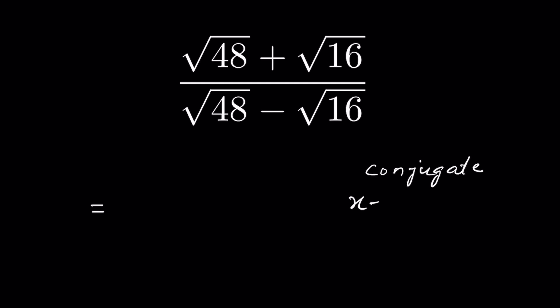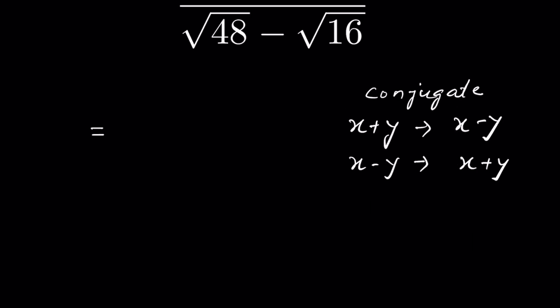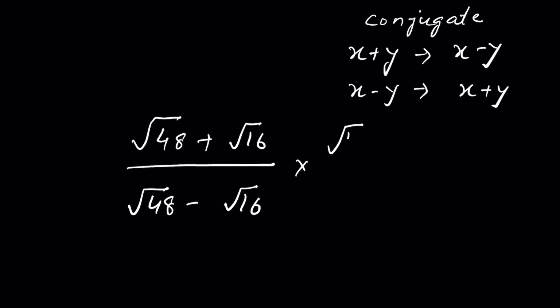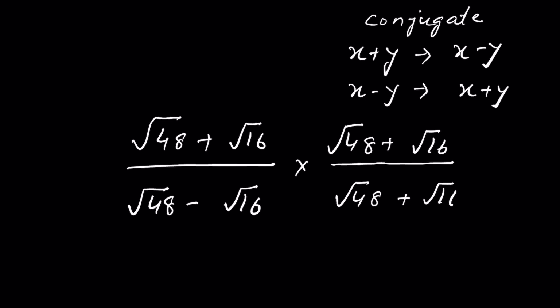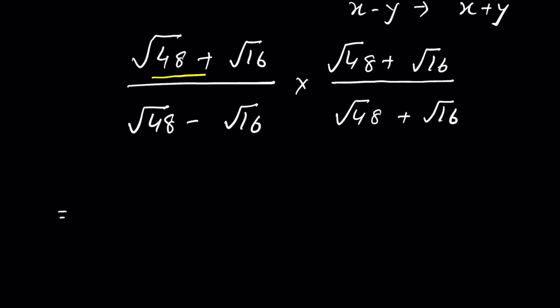Conjugate of x plus y will be x minus y, and conjugate of x minus y will be x plus y. So conjugate of square root of 48 minus square root of 16 will be square root of 48 plus square root of 16 upon square root of 48 plus square root of 16. Now this is in the form of a plus b times a plus b. So this is equal to a plus b whole square.